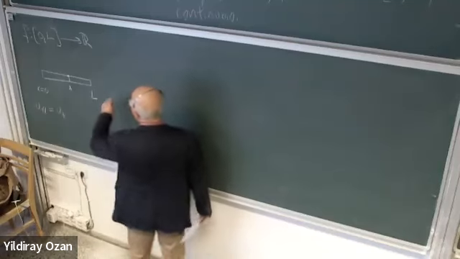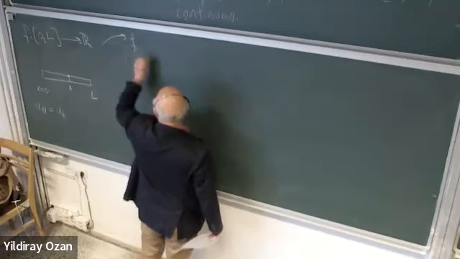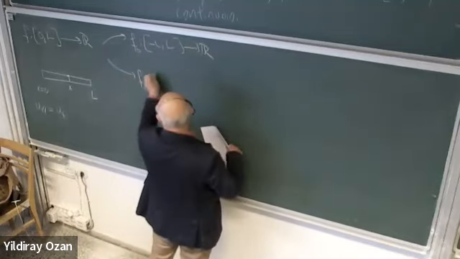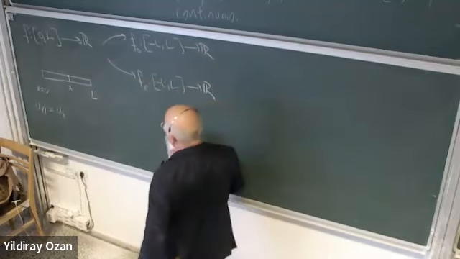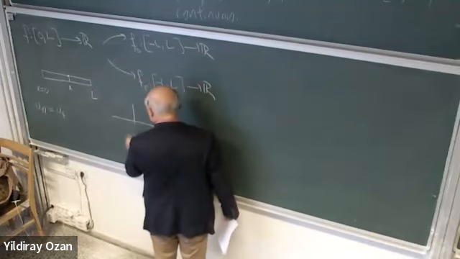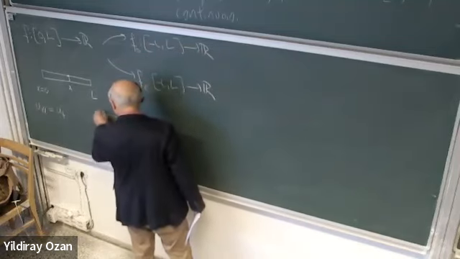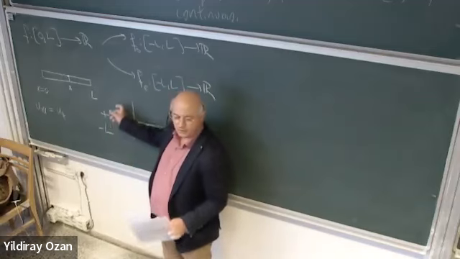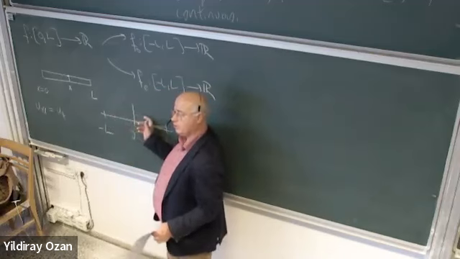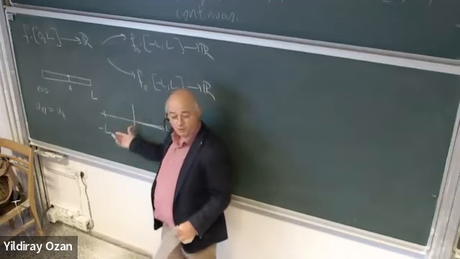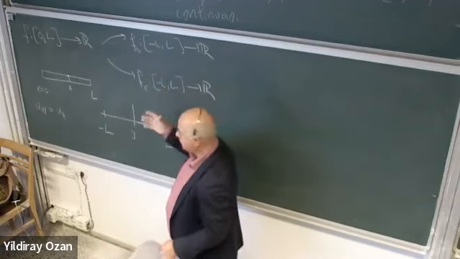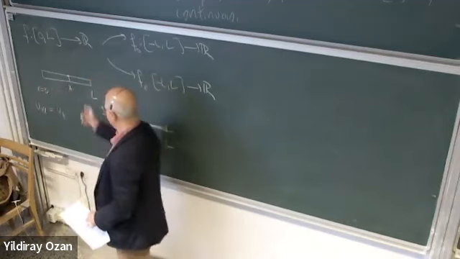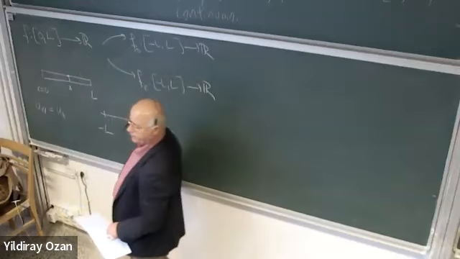How? I can just extend this function as an odd function to minus L to L, or as an even function on minus L to L. On this part, 0 to L, they're both f. On this part, they are not f, of course, but this function is even or odd, depending on which one you choose. But on the interval you are interested in, both of them are equal to f of x.